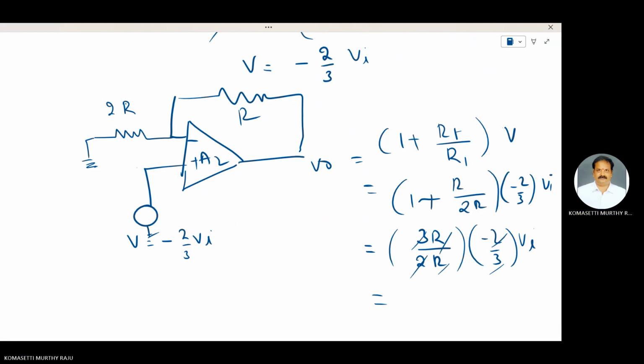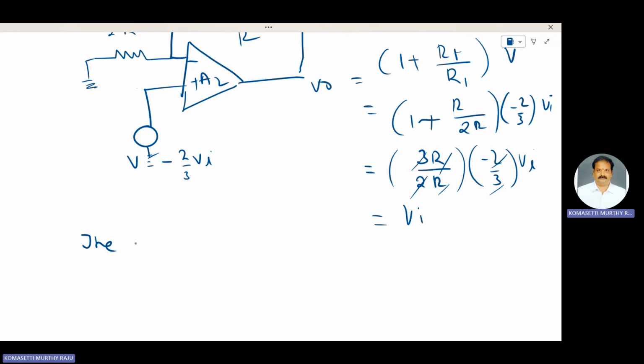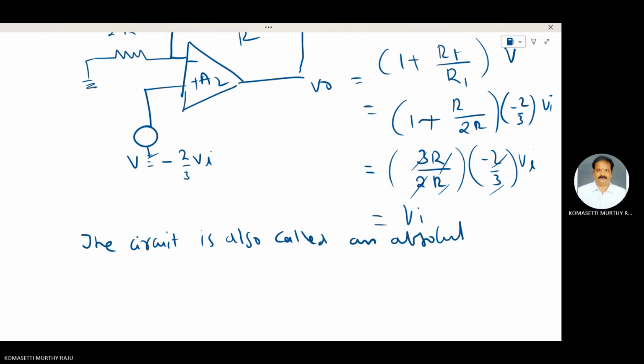the absolute value of Vi. The circuit is also called an absolute value circuit.